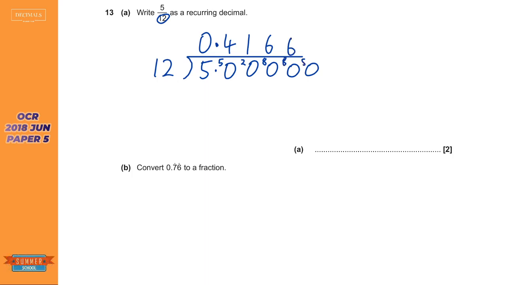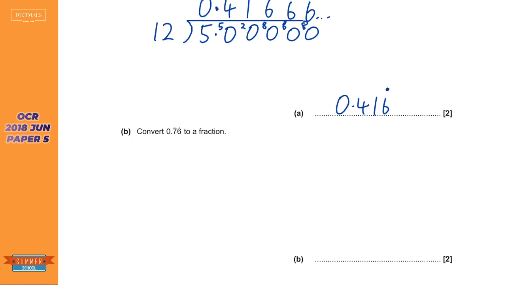Then 6, 8 remainders, 6, and so on. So we're always going to have 8 remainders that will generate another 6, that will generate another 8 remainders. So that's where we get a recurring digit. So we've got 0.416 recurring. Now be careful to have just the recurring dot above the 6, because it's only the 6 that's recurring.